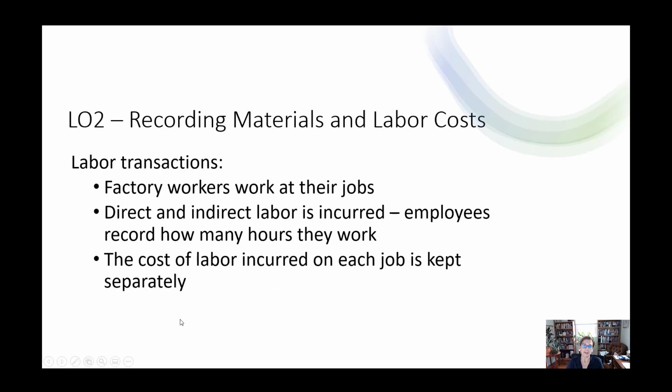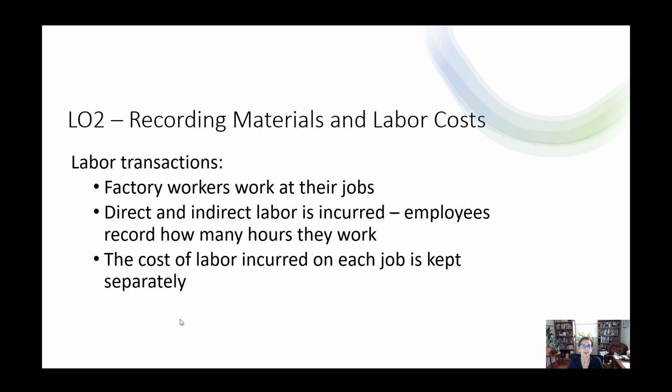Now labor, of course, is not purchased, and we don't have labor inventory. So labor comes about when the factory workers work at their jobs. And there is both indirect and direct labor incurred. Remember, direct has to do with the people that are working directly on the product, with the product.